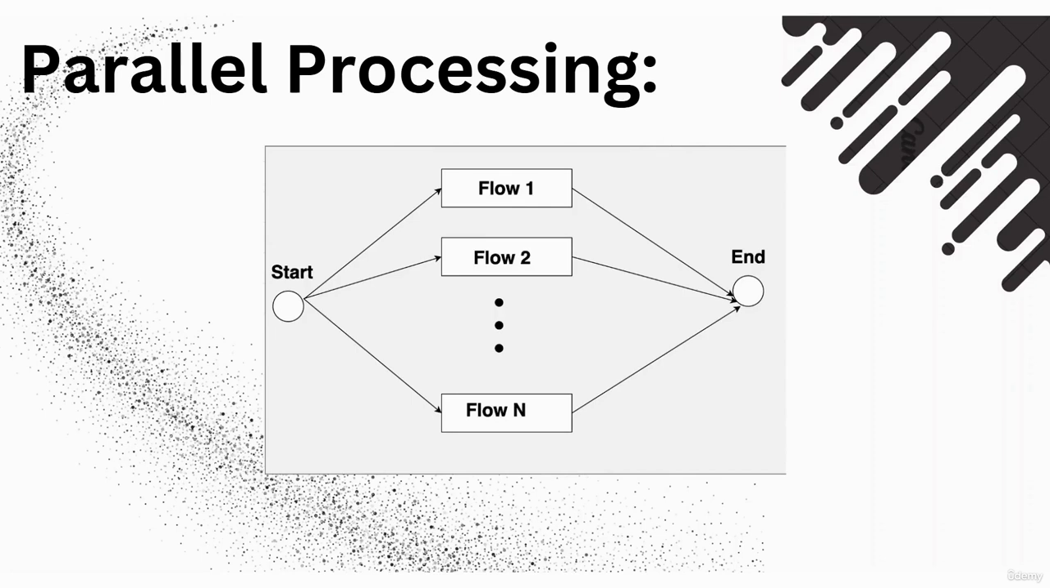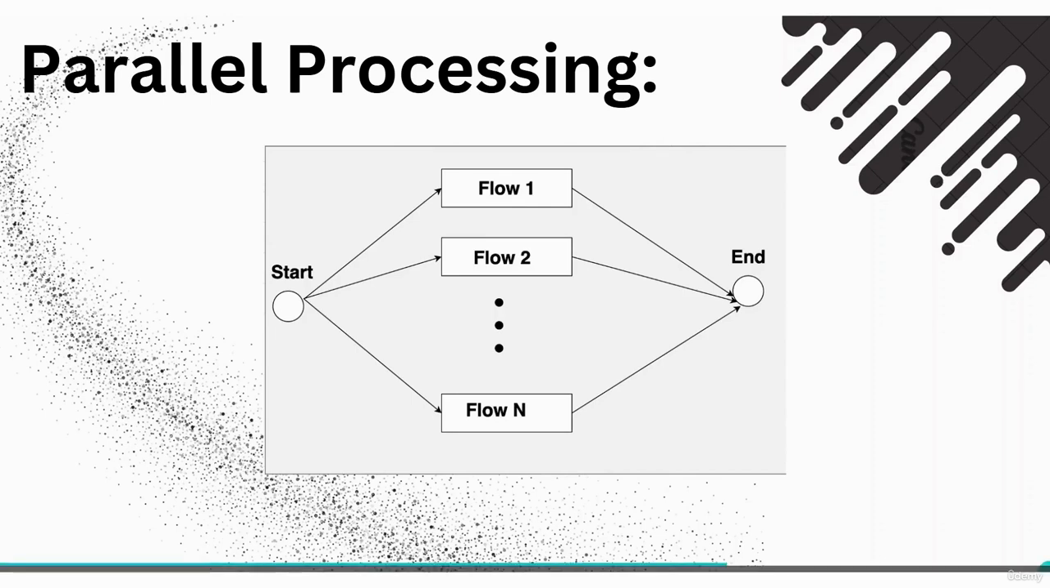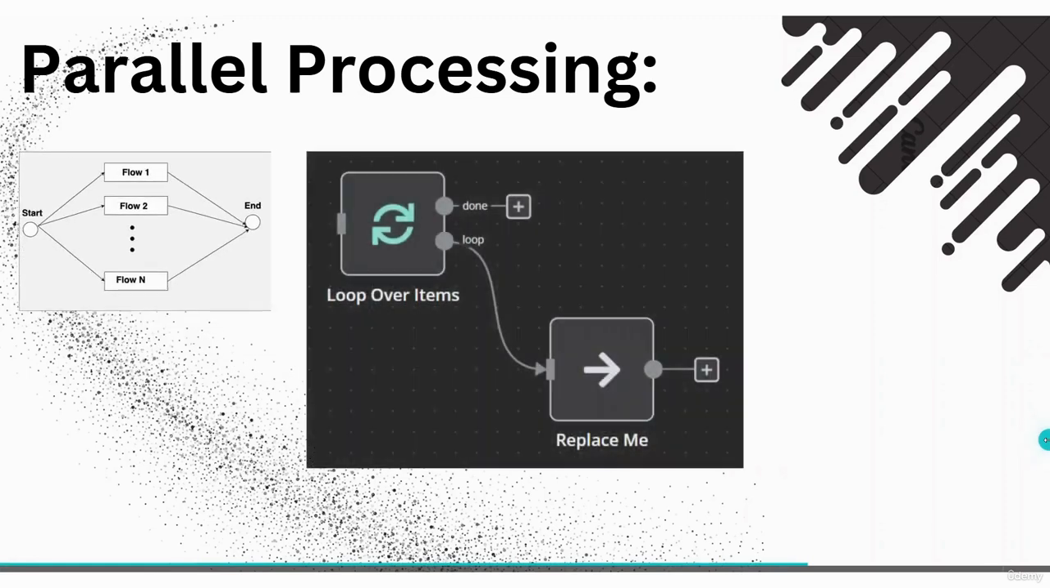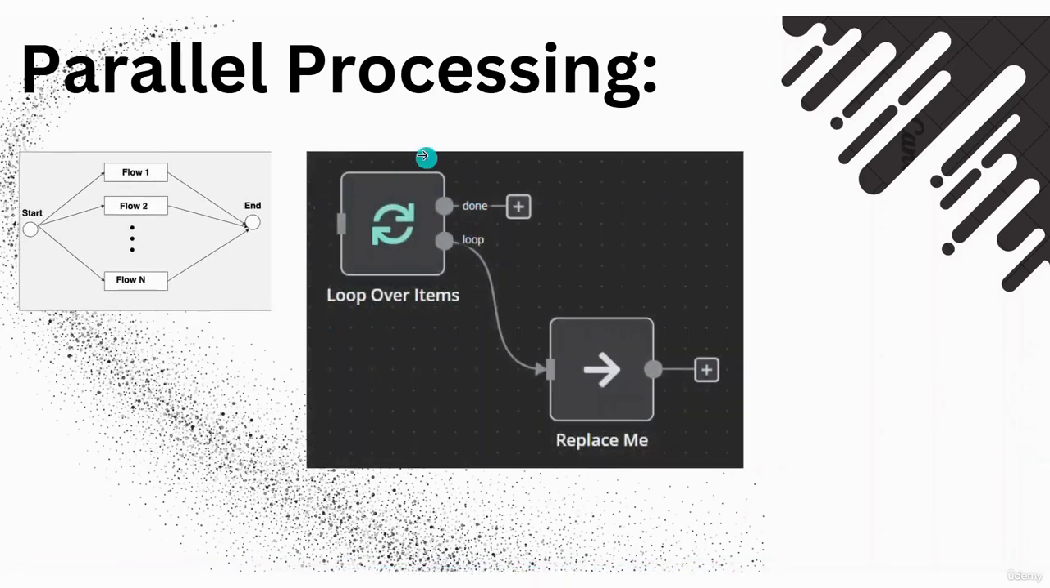Here's a real world example. Let's say you're fetching customer data from an API and sending it to your CRM. You can use split batches or loop over items for this, which is available on N8N.